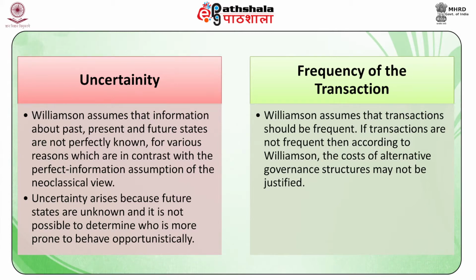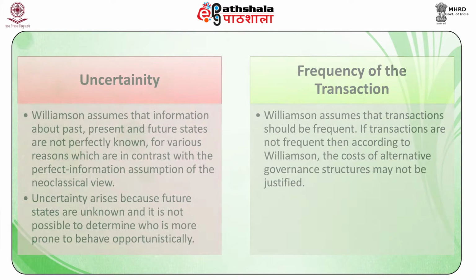Williamson assumes that transactions should be frequent. If transactions are not frequent, then according to Williamson, the cost of alternative governance structure may not be justified. A larger and more frequent volume of transactions leads to justification for alternative governance structures. Thus, the frequency of transactions with respect to volume, number and temporal spread is very important.